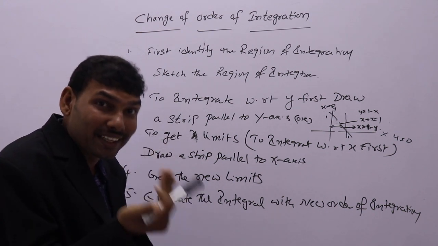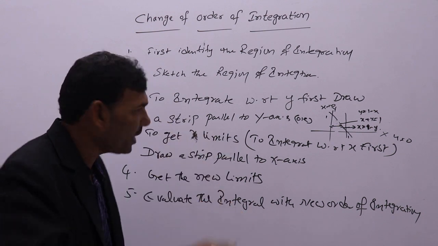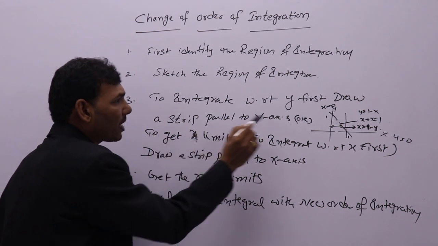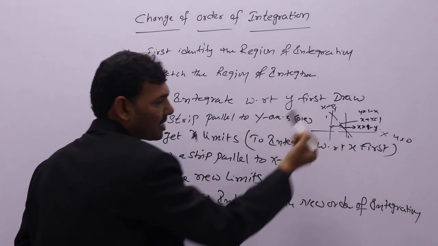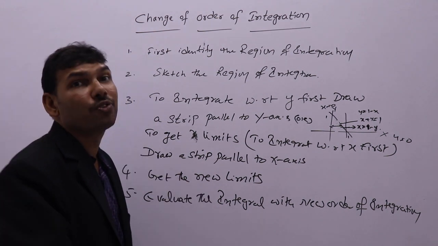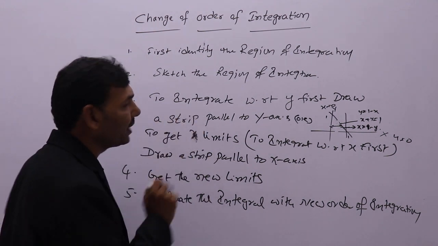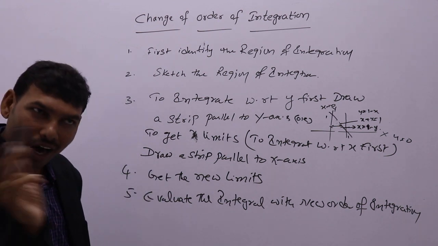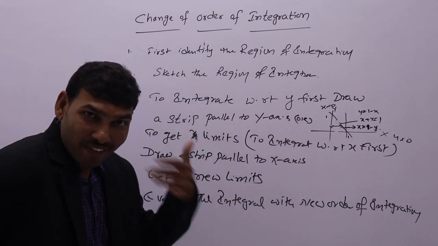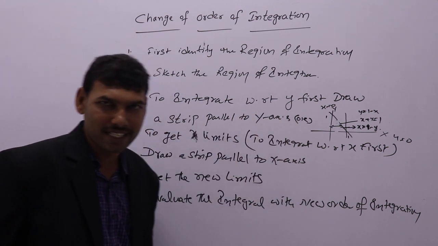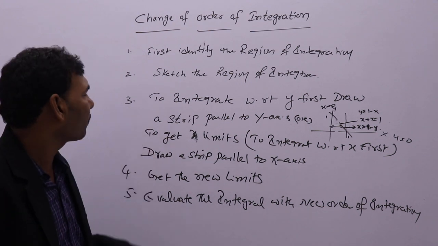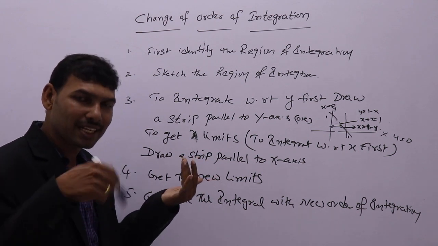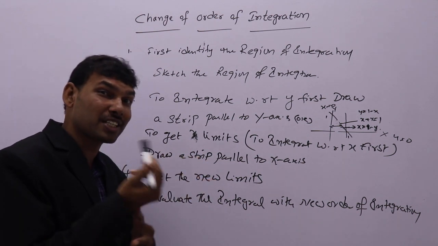To change the order like that, how? To integrate with respect to y first, draw a strip parallel to the y-axis. That strip gives you the limits of y in terms of x. Then the order of integration is first with respect to y, next with respect to x. The given order of integration is, sorry, first with respect to x, next with respect to y.